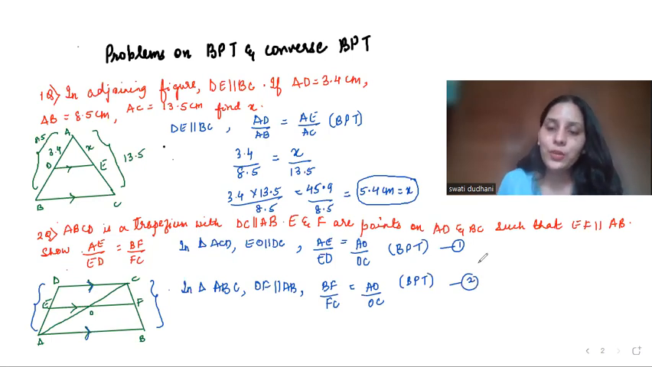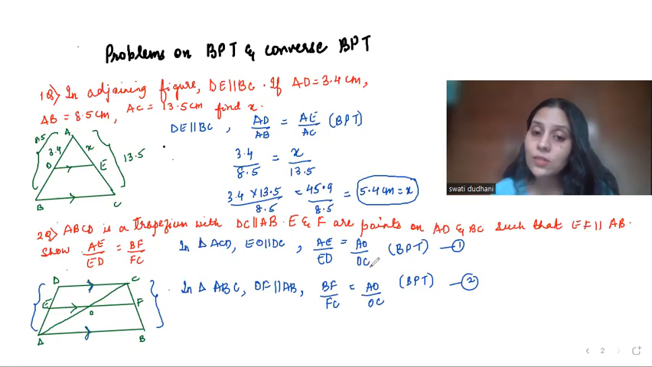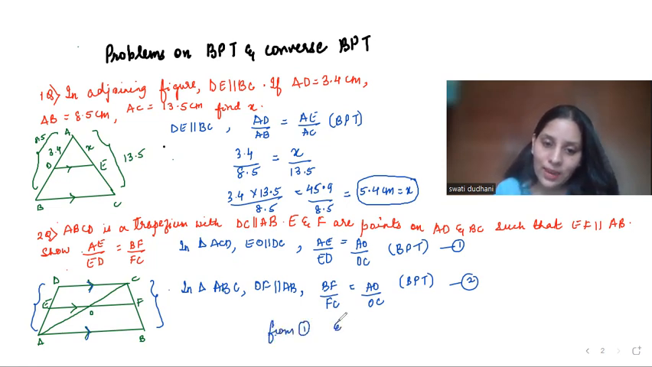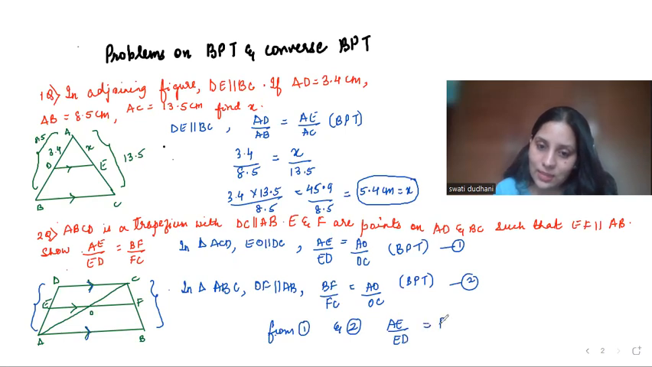So here we have two equations. If I see these two equations, I can observe that the right sides are equal. The right hand side of both the equations are equal. So in that case, the left side will automatically be equal. So from 1 and 2, left sides can be equated: AE by ED is equal to BF by FC. So this is what we need to prove.